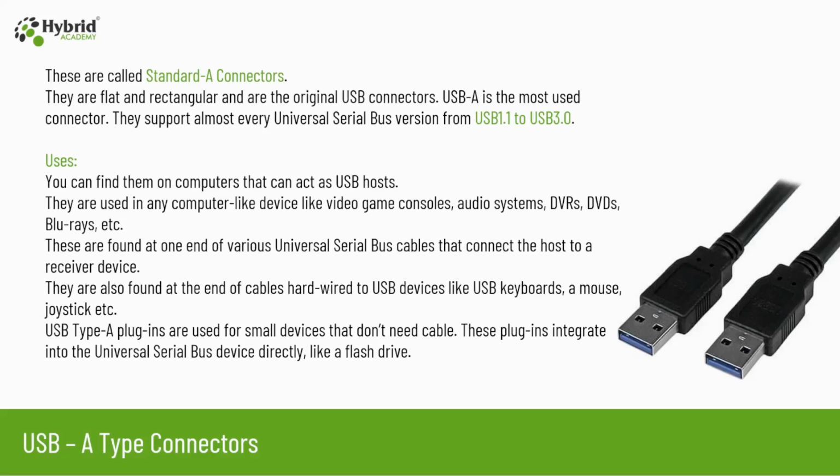They are used in any computer-like device like video game consoles, audio systems, DVRs, DVDs, Blu-rays, etc. They are found at one end of various Universal Serial Bus cables that connect the host to a receiver device. They are also found at the end of cables which are hardwired to USB devices like keyboards, mouse, joysticks, etc. And these USB A type plugins are used for small devices that don't need a cable. These plugins integrate into the Universal Serial Bus device directly like a flash drive.